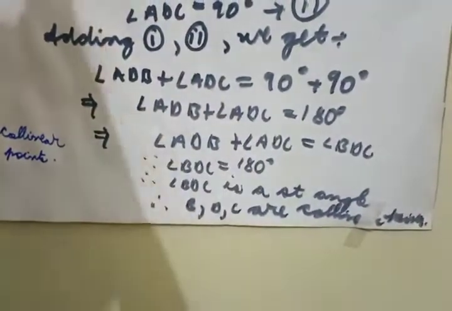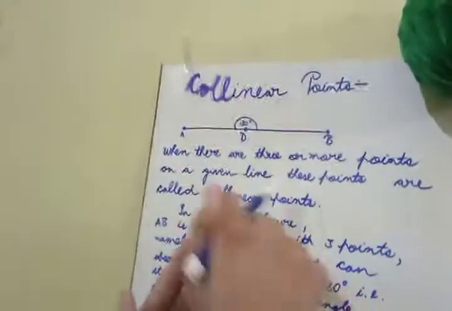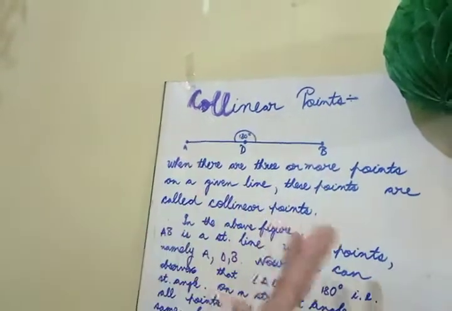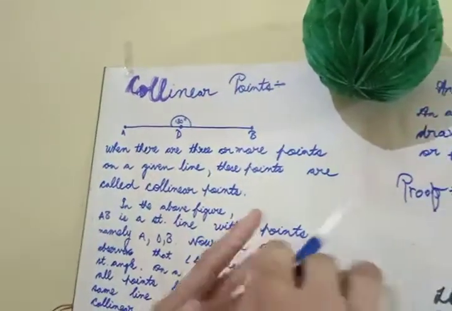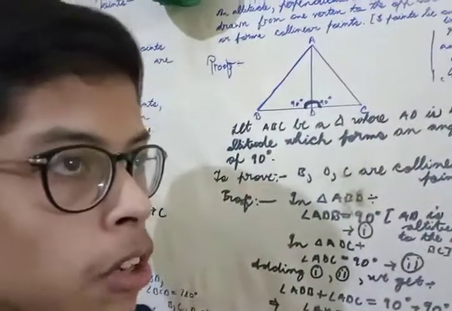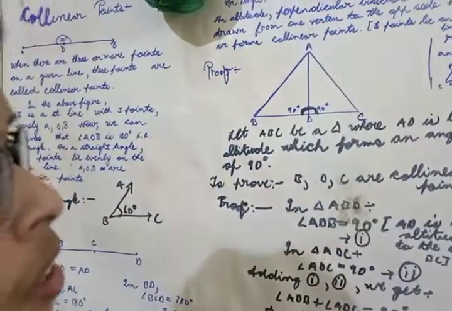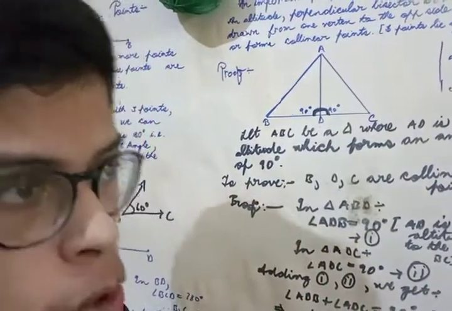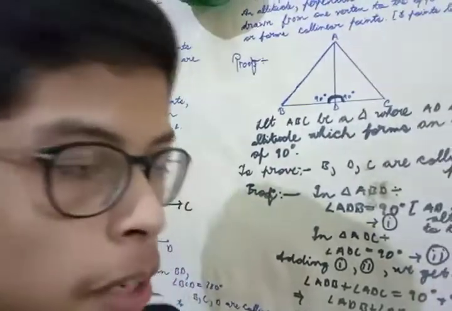Based on the proof of whether 3 or more points are collinear or not, we have used this proof as a deduction to prove this new property of a triangle based on collinear points. Therefore you have learnt here that an altitude, perpendicular bisector or median drawn to the opposite side always has 3 points which lie on the same line, which are called collinear points.